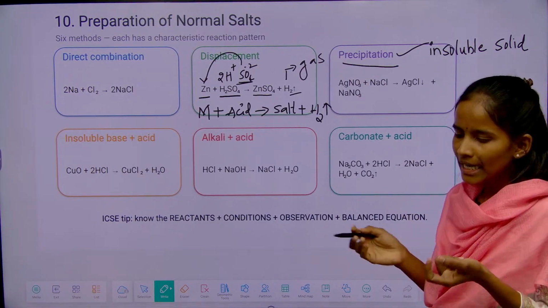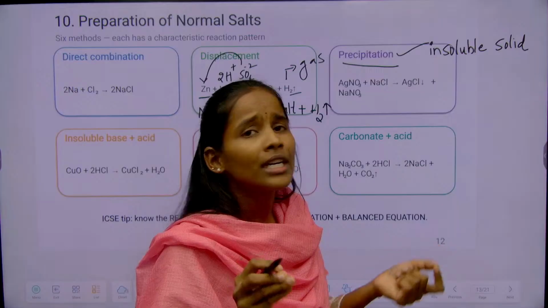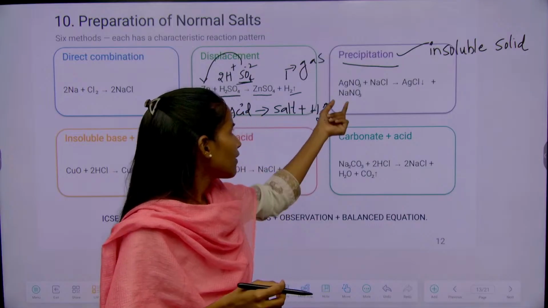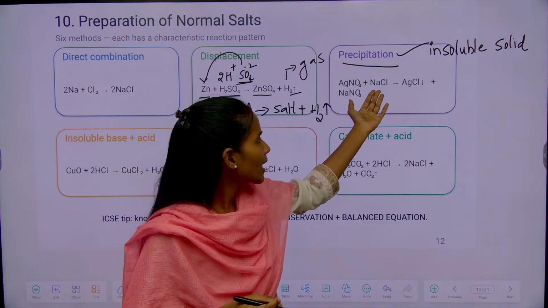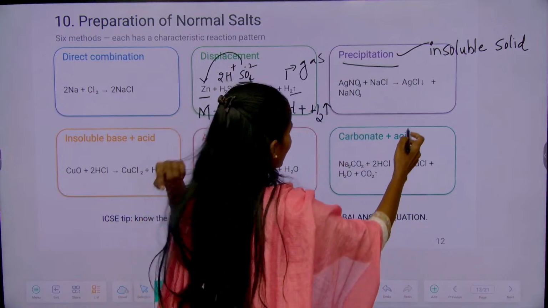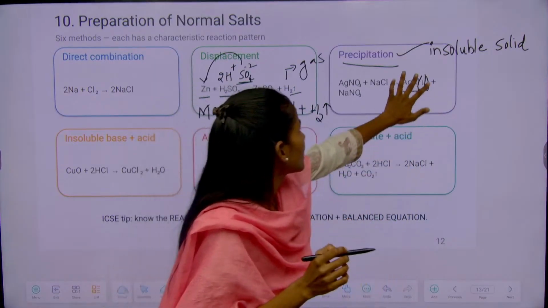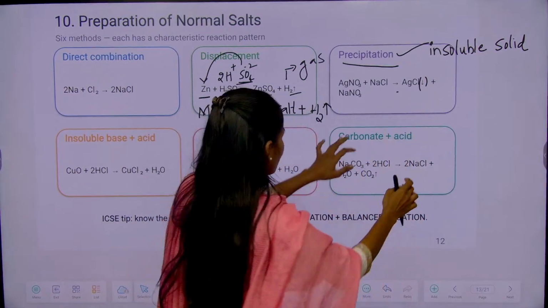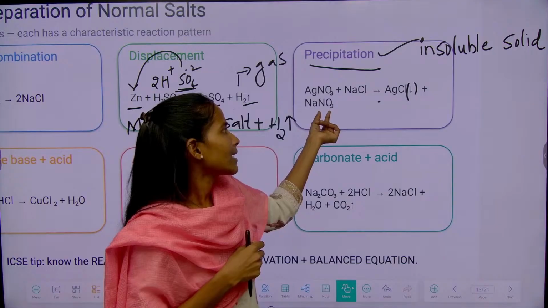So, in any chemical reaction, if a solid is formed which is insoluble, which is not dissolving in that, then such types of reactions we will call precipitation reactions. If you observe here, AgNO3, silver nitrate, is reacting with NaCl, sodium chloride, resulting in the formation of AgCl, silver chloride, which we have represented by a down arrow. See here, this is the down arrow. Along with silver chloride, sodium nitrate is also formed.